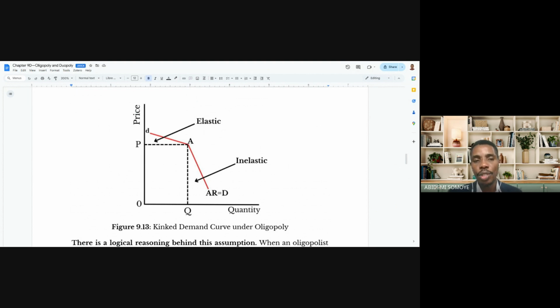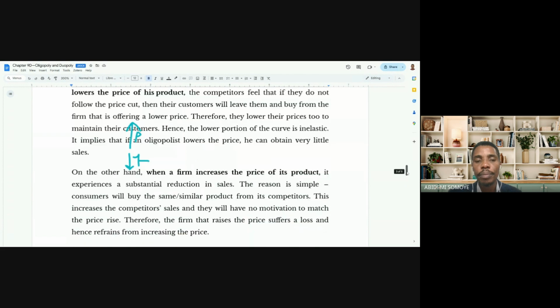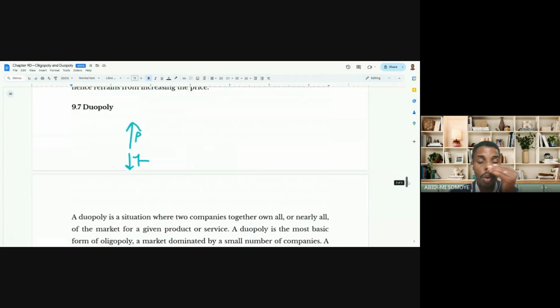A price war is where firms compete on price to be able to control the market or have a greater market share. So remember, if the firm increases its price to P here, other firms will not follow. If the firm reduces its price, other firms will follow suit, because if you reduce your price, customers will shift to you, and so other firms will also reduce their price, which leads to firms competing on price, which you can call price wars.